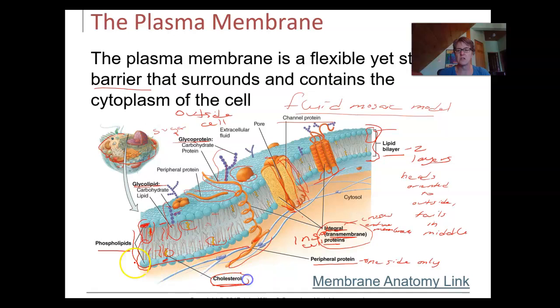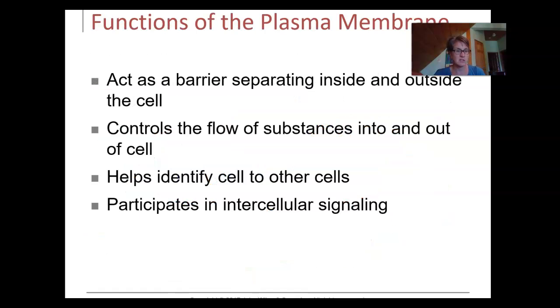So I have glycoproteins, I have glycolipids. I have cholesterol, I have phospholipids. I have peripheral proteins on one side only, and I have integral proteins that cross from the outside to the inside. Those are all my components found in this plasma membrane. So let's look at the next slide.